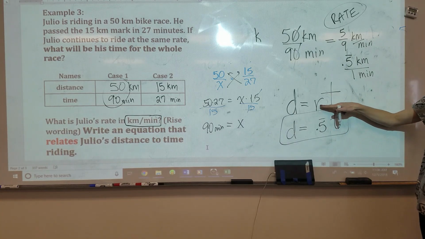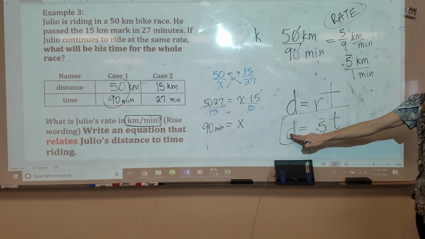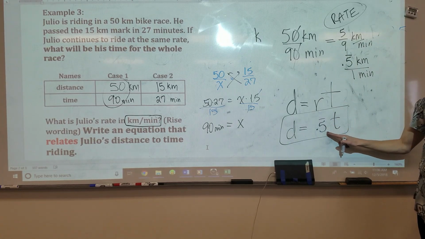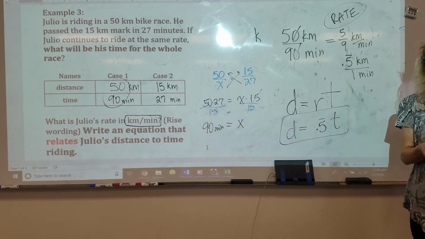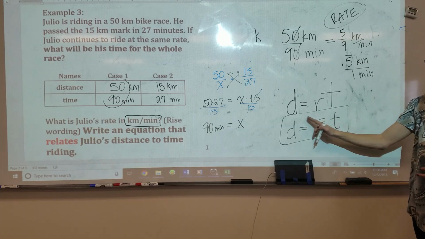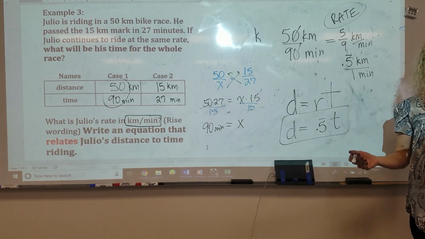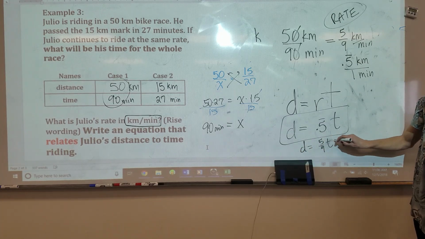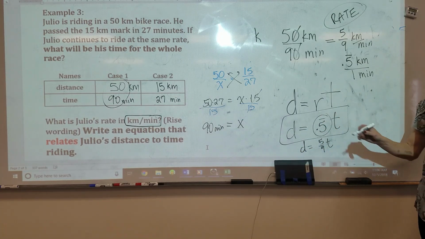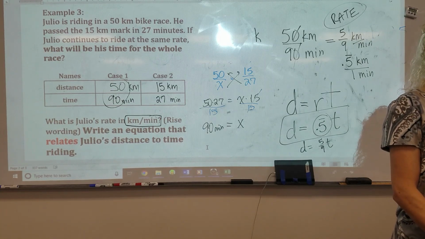Okay, so what we did is we took his rate, we substituted it in this equation. We are relating his distance to time, and all we know is his rate. We don't know exactly how long or exactly how far, but this would be a generic equation so we can figure out any distance for any amount of time riding. I probably would prefer the fraction, but I wanted to make sure you guys knew we were using the unit rate. Okay, any questions? I think you learned something new today.